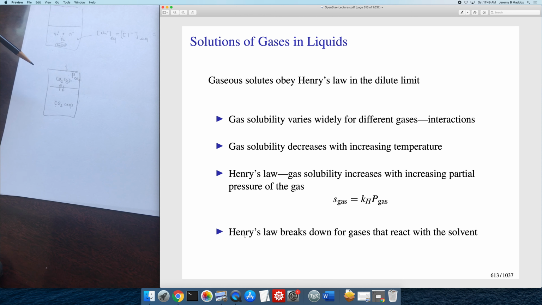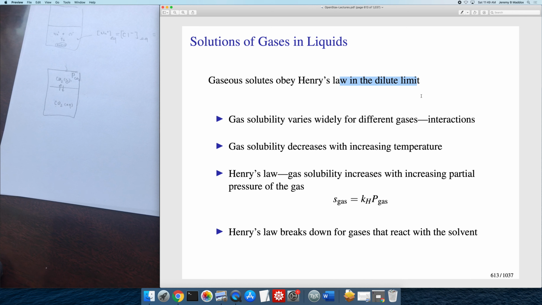I'll point out that Henry's law breaks down, of course, if the solute becomes too concentrated. Henry's law only works in the dilute limit, and it also doesn't work very well if the gas reacts with the solvent. Even though I've used carbon dioxide here as the example, CO2 is probably not a good choice because CO2 does react with water. But other gases do not. For example, helium, oxygen doesn't react terribly much with just water, nitrogen, argon, these types of things don't react too strongly with water.